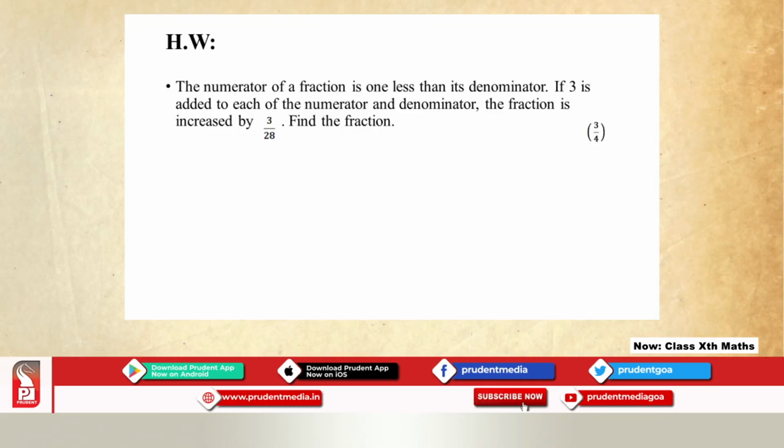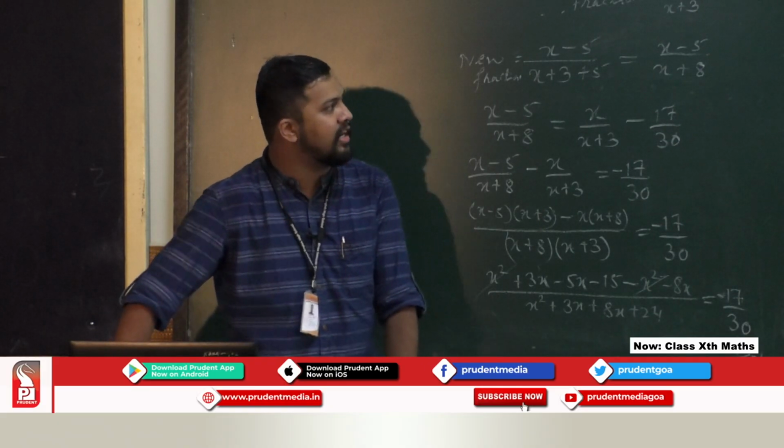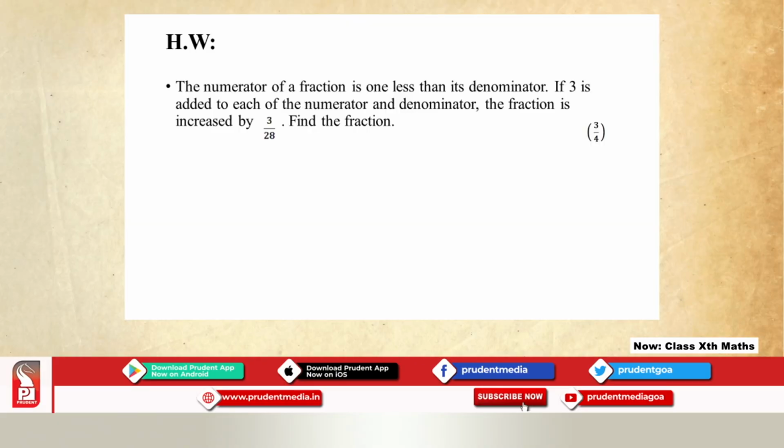Okay, so the homework problem for you is, okay, and I have given you the solution also on that side, so once you are solving, you can check if it is correct or not. Okay, read the question and see what hints you can get from that question, and you can solve the question.